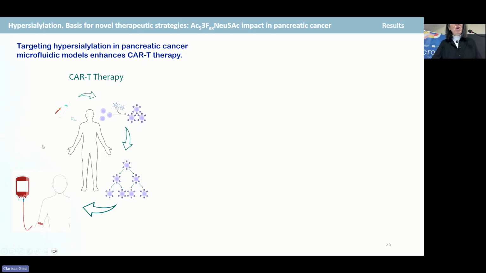As you probably know, the leukocytes, and in particular the lymphocytes of the patient, are extracted from the patient.